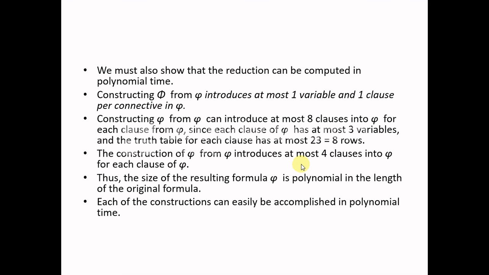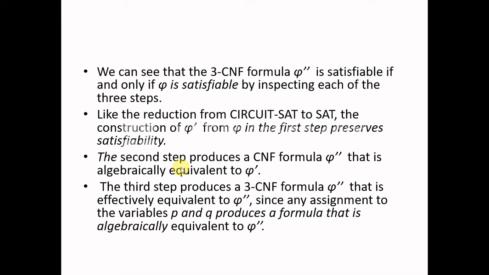Okay, so that is the proof that 3 CNF is NP complete. So you have proved that 3 CNF is in NP because SAT is in NP. Then you are reducing SAT to 3 CNF, and each of these steps will take only polynomial time, because only a fixed number of clauses will come, so that can be done in polynomial time. Okay, that's it.